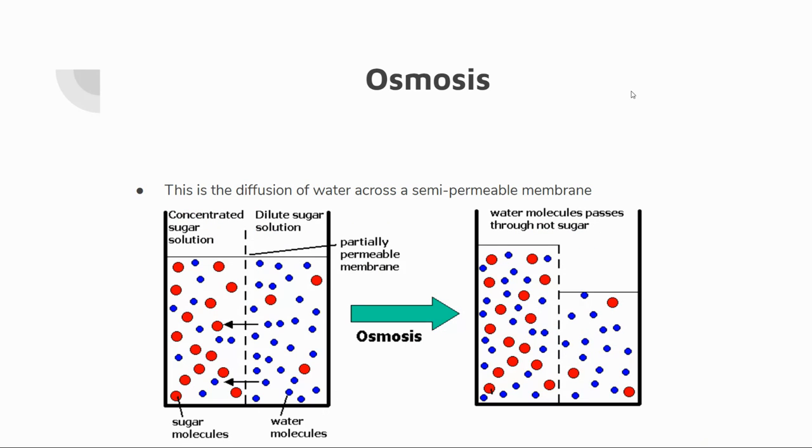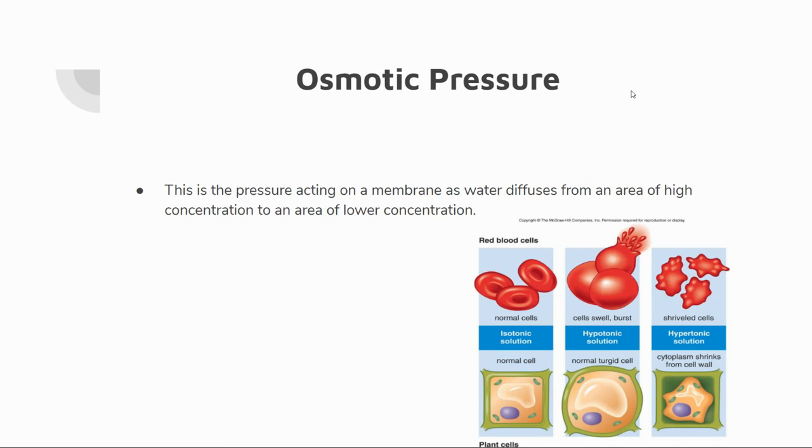Osmosis. So this is the diffusion of water across a semi-permeable membrane. So diffusion is the movement of particles. Osmosis is the diffusion of water. The same idea here. If you have more water outside the cell than inside the cell, then water is going to move into the cell, and vice versa. Osmotic pressure. This is the pressure acting on the membrane as water diffuses from an area of high concentration to an area of low concentration.